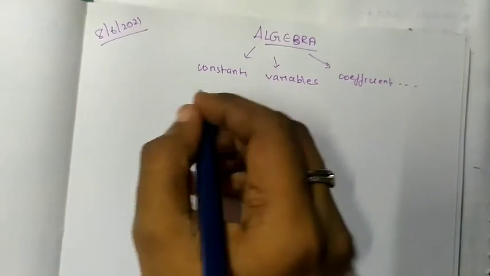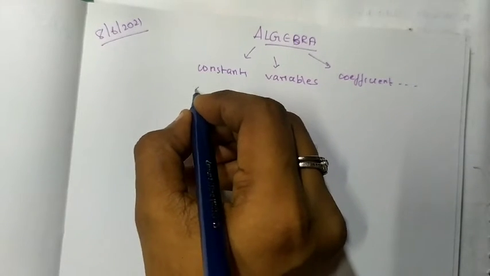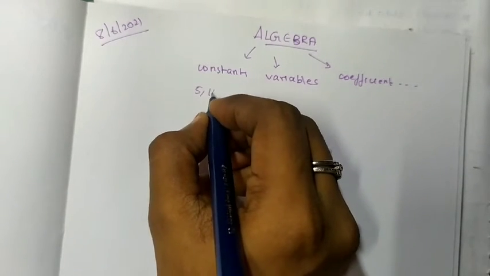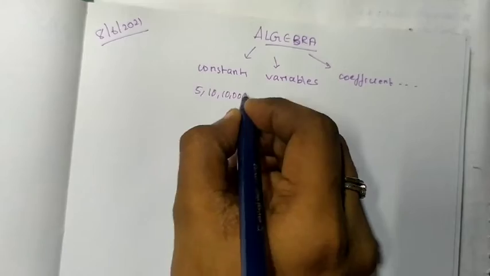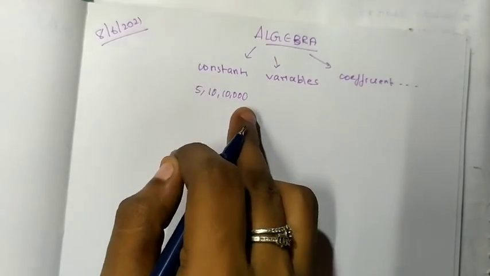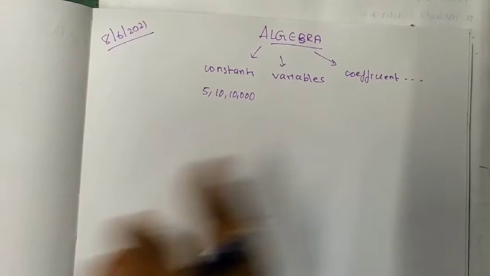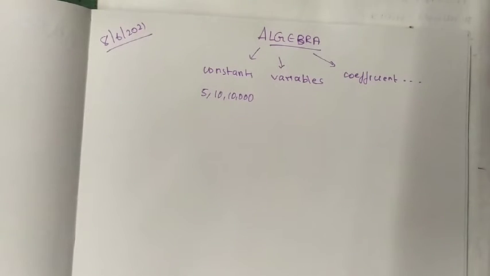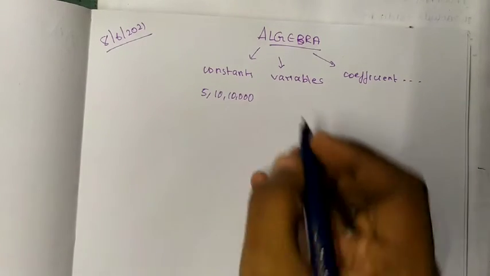Basically, constants refers to the number, for example, 5, 10, 10,000. Those are named as constants because they do not change. Their value remains as it is.